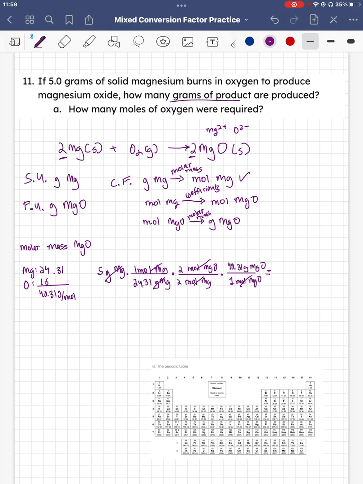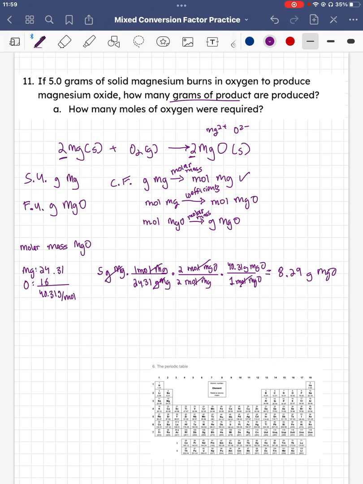Now I just put this whole thing into my calculator. 24.31 times 40.31, and the answer I got here was 8.29 grams of MgO.